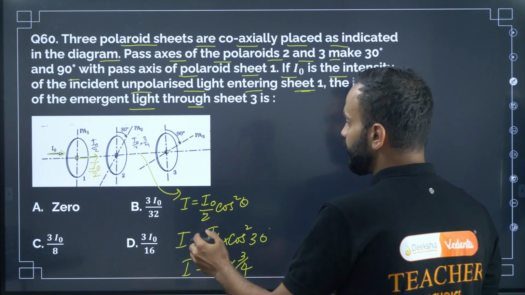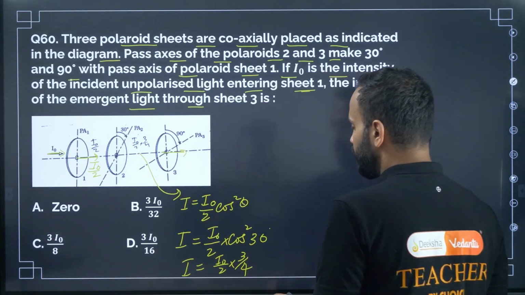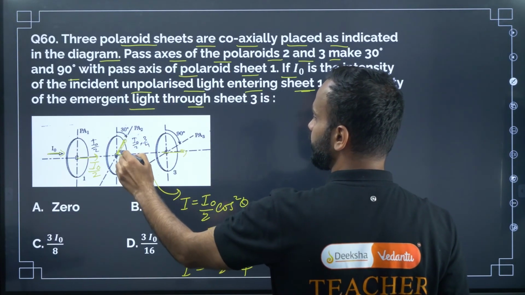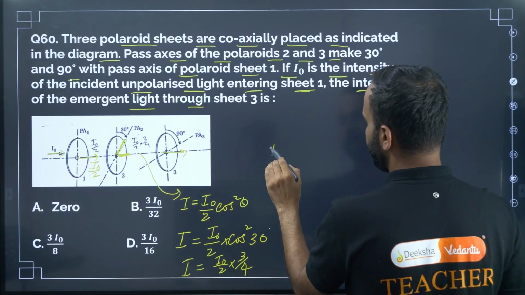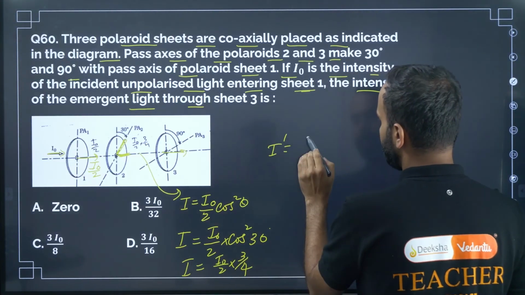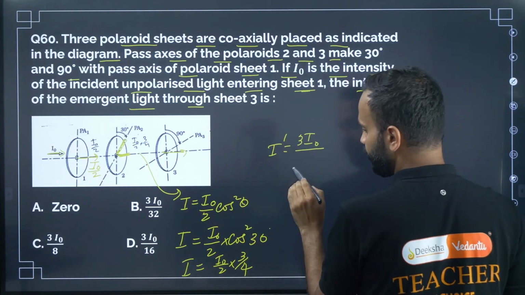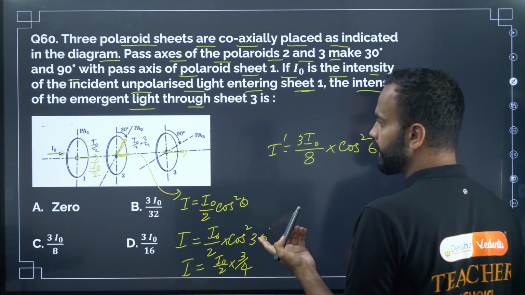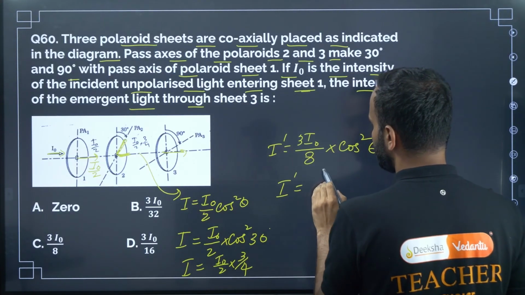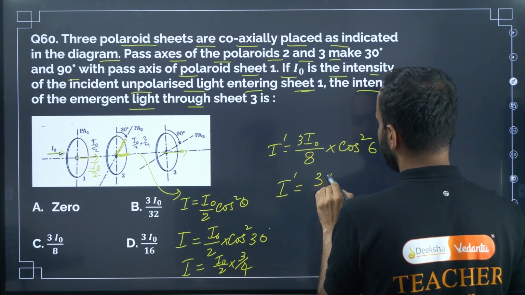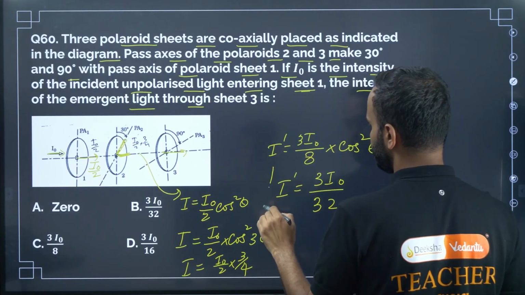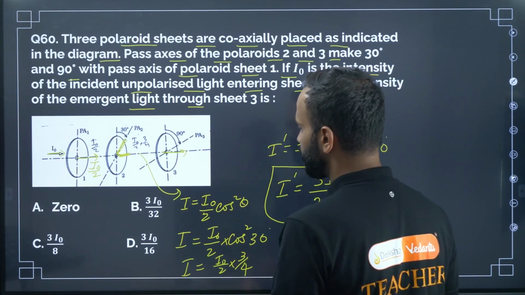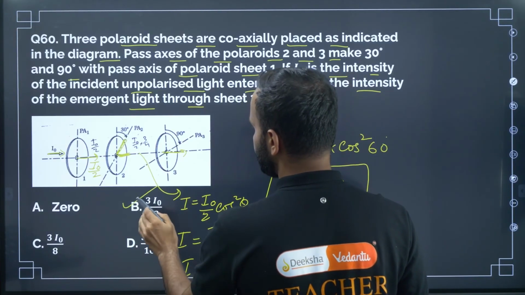Okay. So now it passes through the third polaroid, right? So here what is the value of theta? Theta is 60° with this axis, right? So now I dash is equal to I naught into 3 divided by 8 into cos square 60°. Cos 60° is 1 by 2, so 1 by 2 squared is 1 by 4. So 3 I naught divided by 32. So this is the intensity of the emergent light when it passes through the third polaroid. So option B is the correct answer.